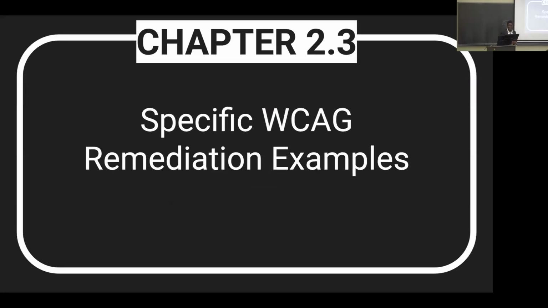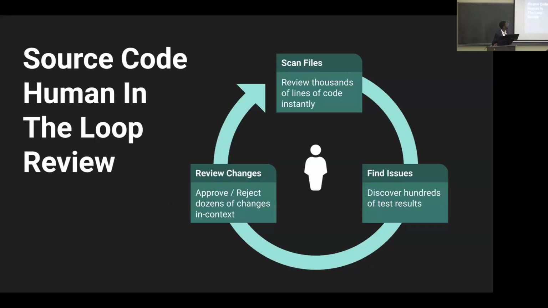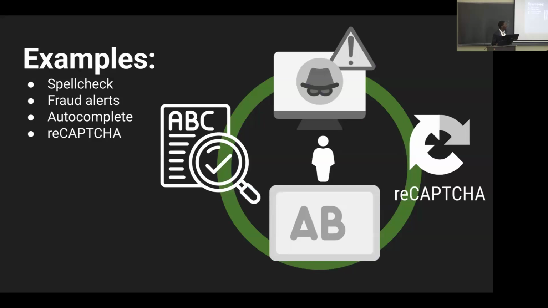So let's talk about some specific WCAG remediation examples. We talked about human in the loop, and all of the examples I'll give focus on scanning source code, on the scale of hundreds of thousands of lines of code, finding issues based on WCAG, again comparing the source code to the DOM, the rendered page, and then having the human approve or reject the changes in context. This is something that we do every day. Spell check is an example of human in the loop coding.